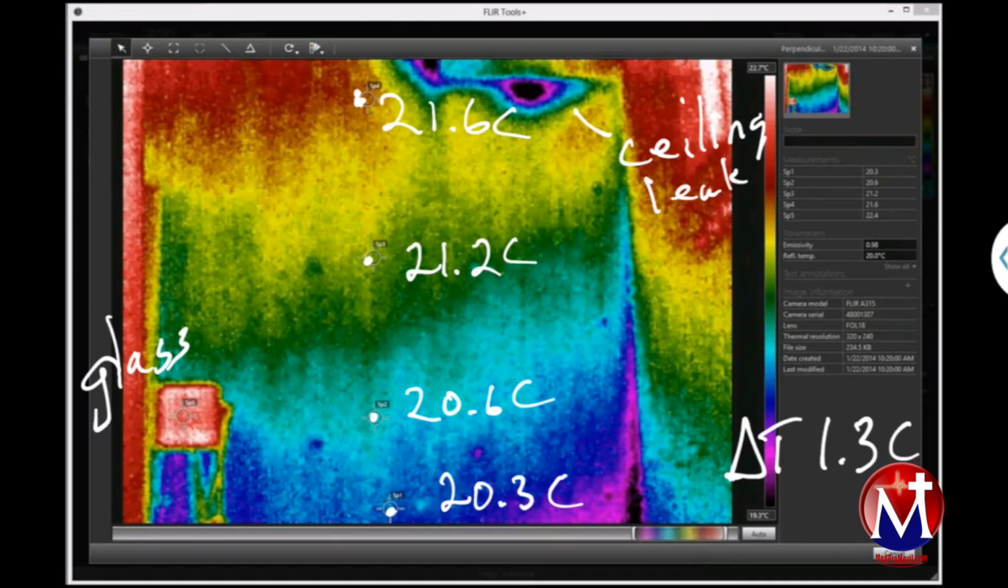Proper education of thermographic science, again, is important. The wall in this image is the same temperature, however, it projects differently. And as you can see, it shows the temperature from 20.3 to 21.6 degrees.